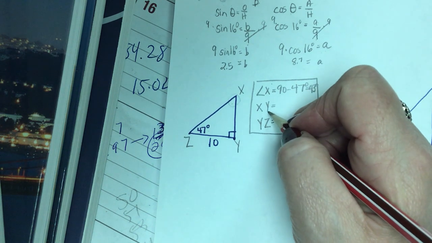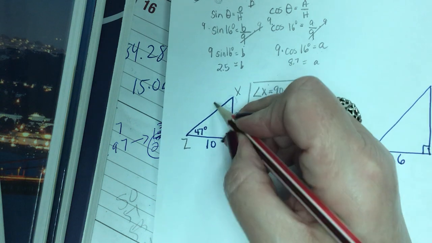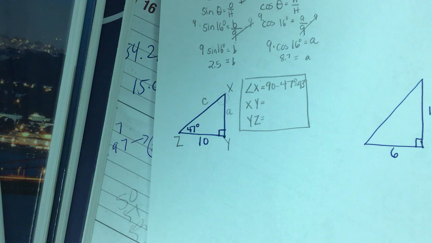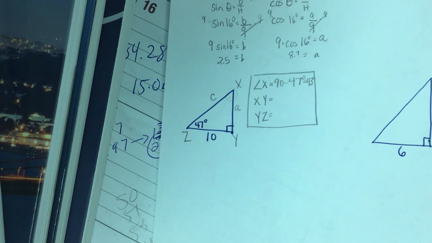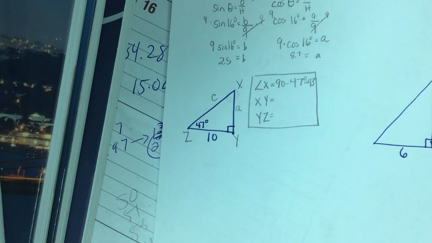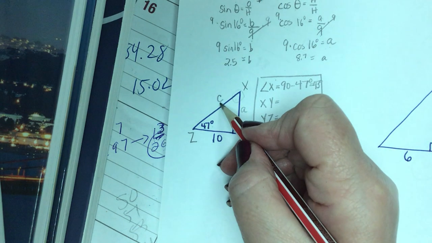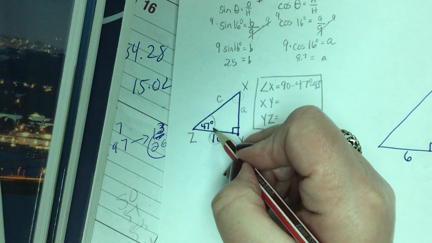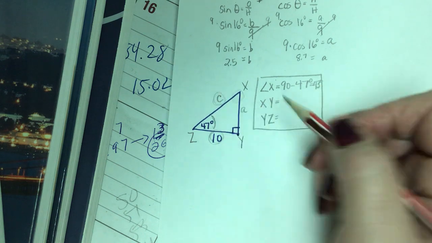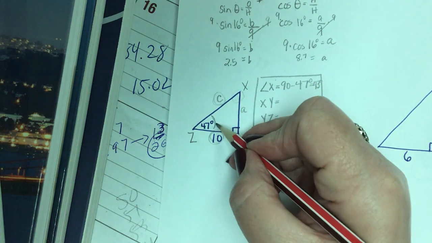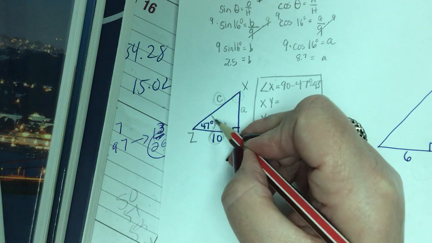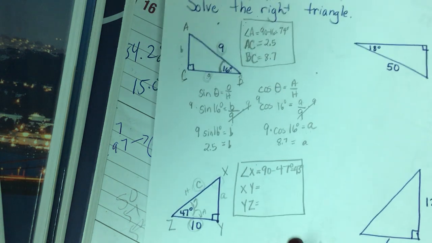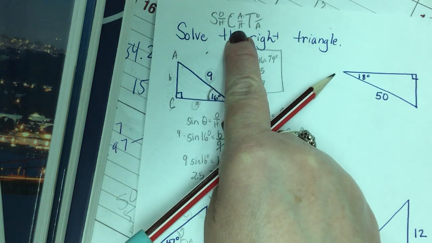Now, I want to find either x, y, or x, z. It doesn't matter what variable you put there. You can put x and y. Okay, so which one do I want to find first? I think I'm going to find C first for some reason. So I know 10, I know this angle, and I'm trying to find this. This is adjacent, this is the hypotenuse, which tells me that I'm going to use cosine.